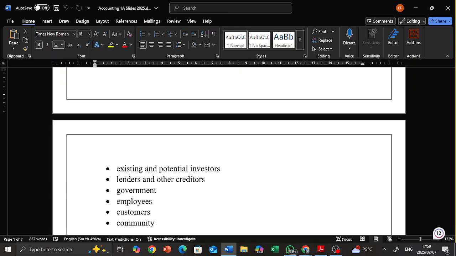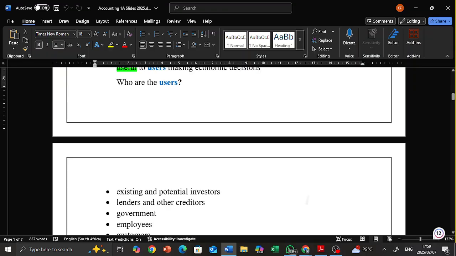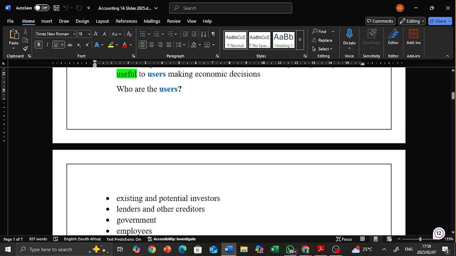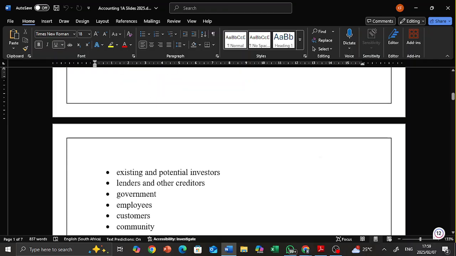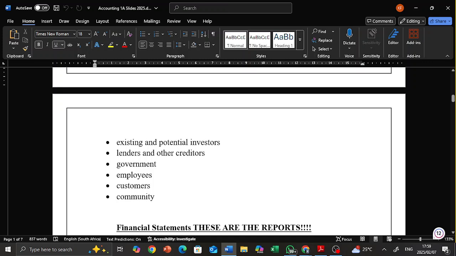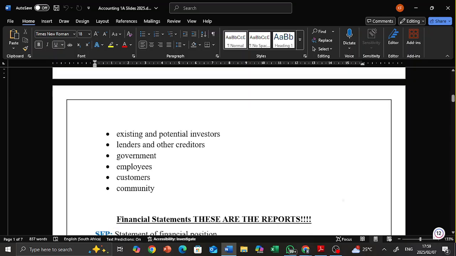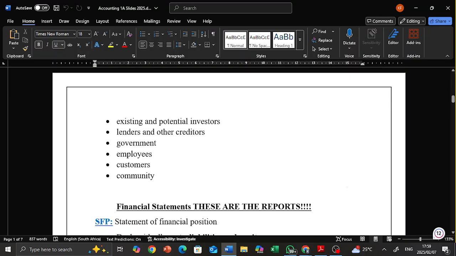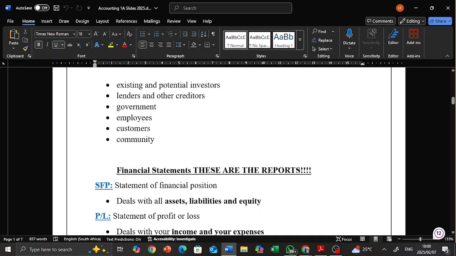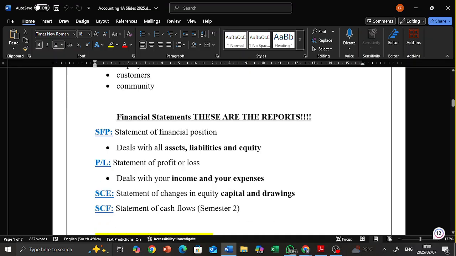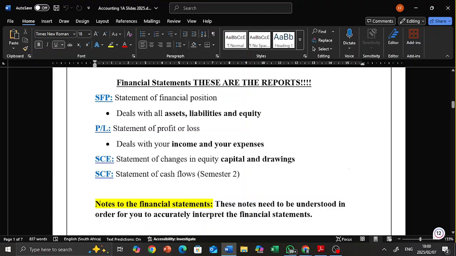Okay, I hope that is fine. Okay, cool. So we did speak about the users, right? When we mentioned BPU, and these are the users that typically make use of our general purpose financial reports. Okay, then as I go down, just take a minute to read these, a few of the users. As I scroll down, we have our financial statements.